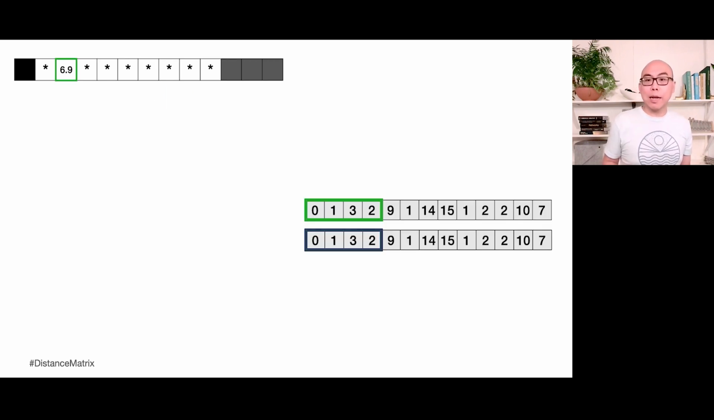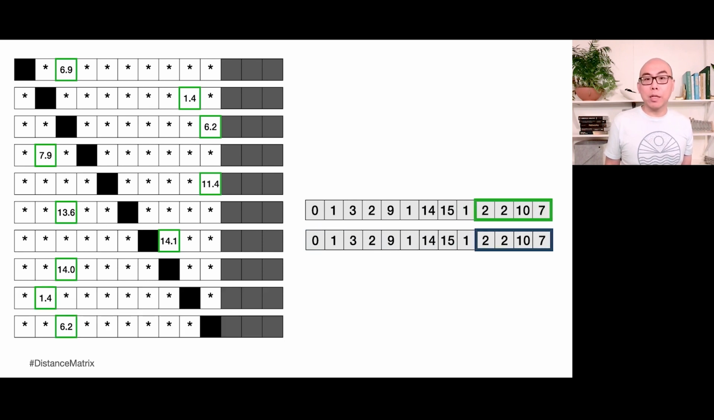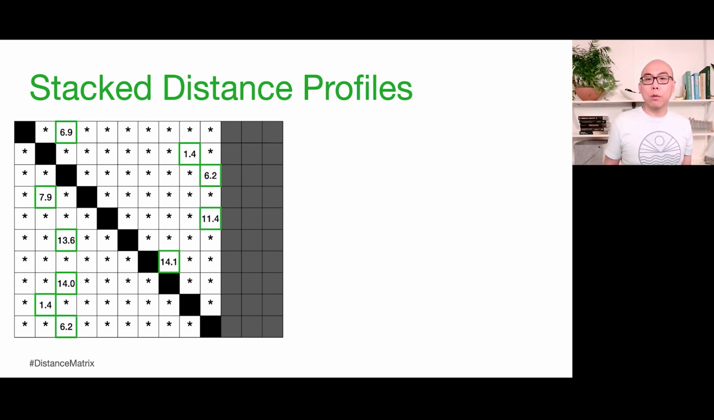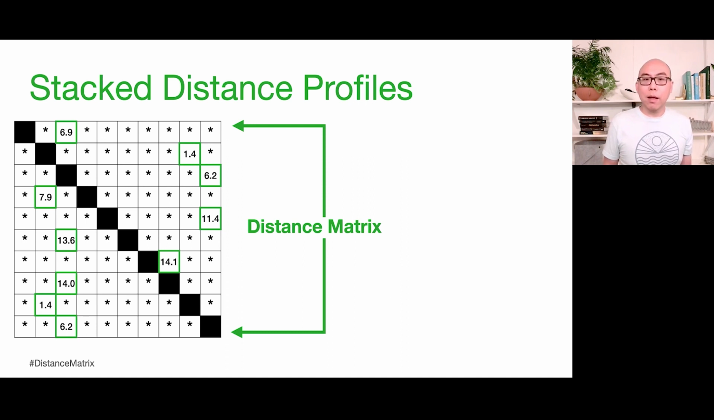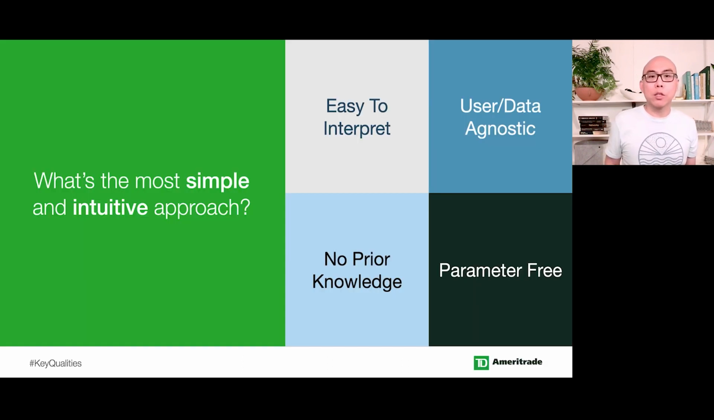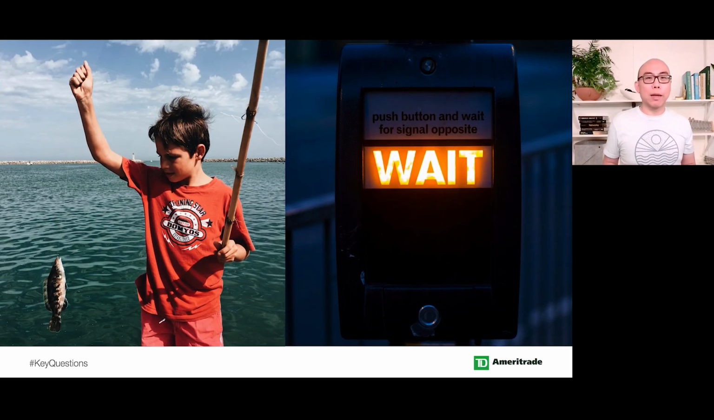Now, we don't only have to do this with the green subsequence that we're showing here. We can keep sliding that green subsequence across and compute all of the possible pairwise Euclidean distances and all of these distance profiles. Once we stack them on top of each other and remove the unnecessary parts, what we end up with is a distance matrix. And this is an exact distance matrix. There are no false positives. We've computed all the distances, and it's pretty intuitive. So what's the most simple intuitive approach? I'd say this distance matrix approach is pretty straightforward. It's easy to interpret, and it checks all of the boxes in terms of the key qualities we're looking for. But wait, there's got to be a catch.